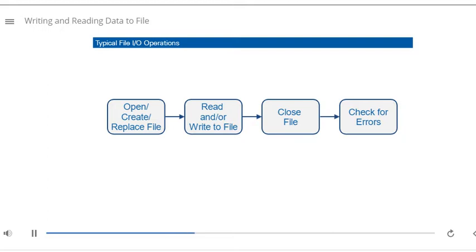First, you will open or create or replace the file. Second, you will read or write to the file. Third, you will close the file when finished. And finally, you will check if an error has occurred.